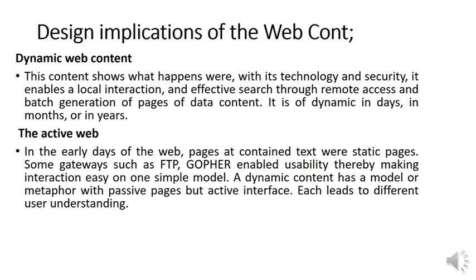The article. In the early days of the web, pages of content text were static pages. Some gateways such as FTP and Gopher enable usability, thereby making interaction easy on one simple model. A dynamic content has a model or metaphor with passive pages but active interface. Each leads to different user understanding.